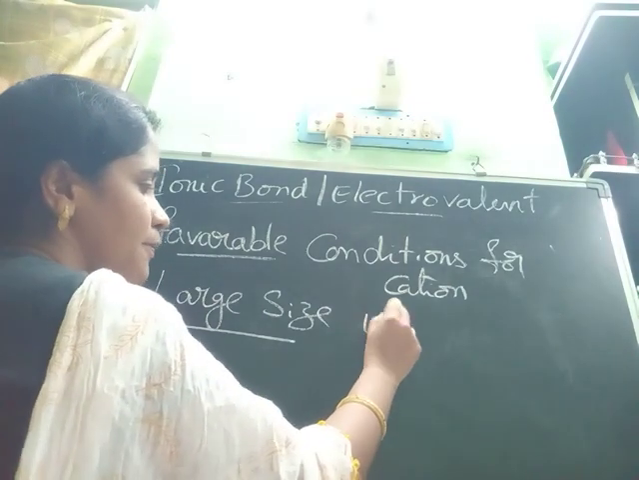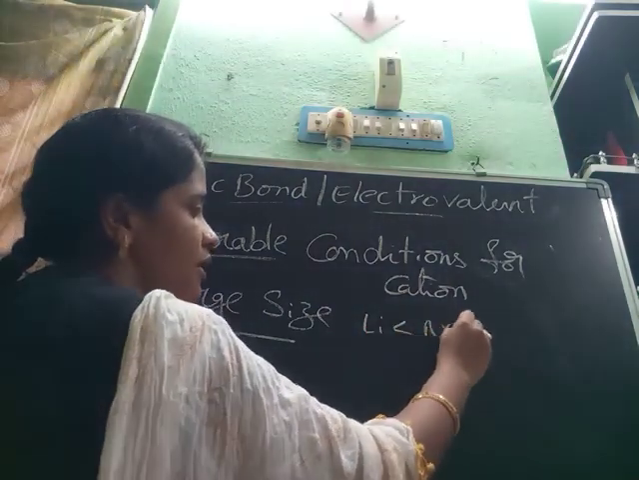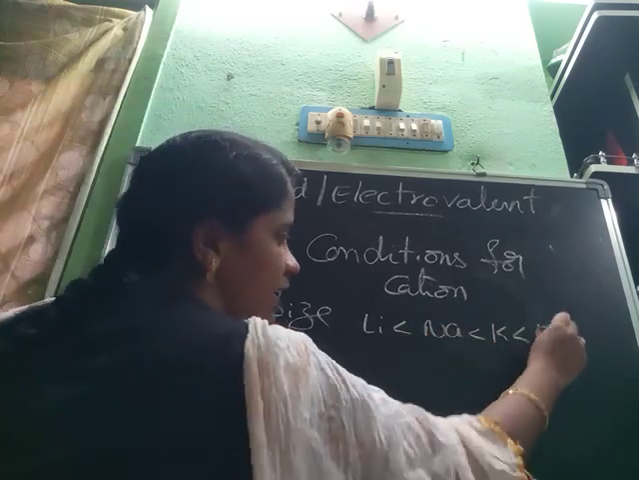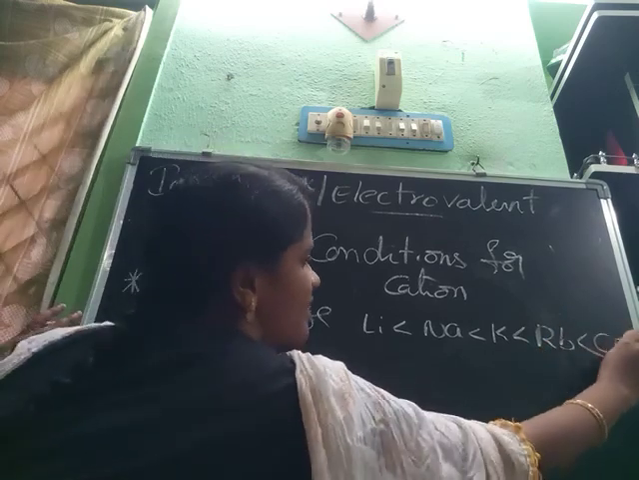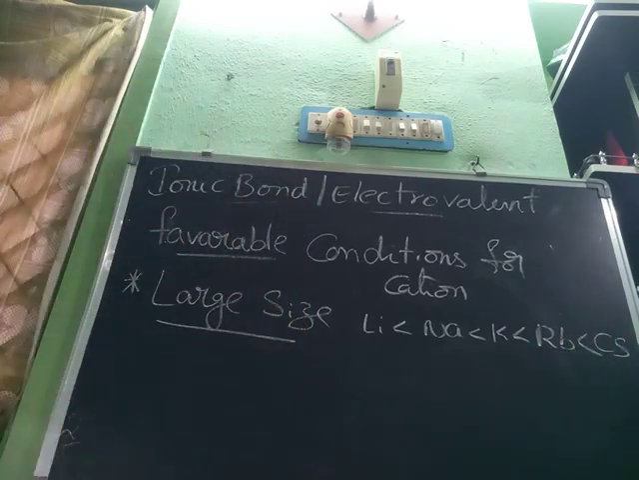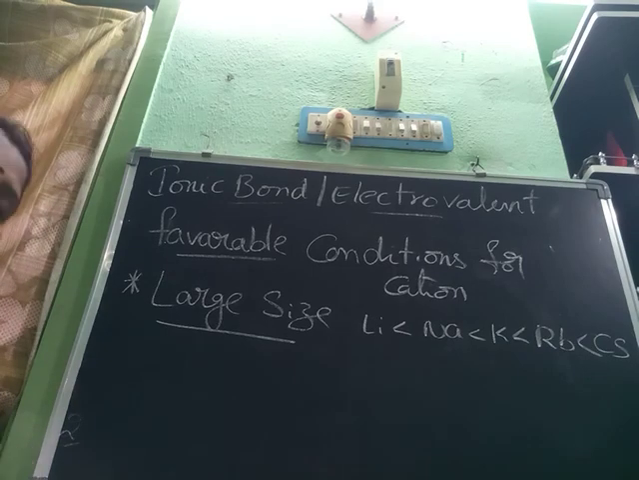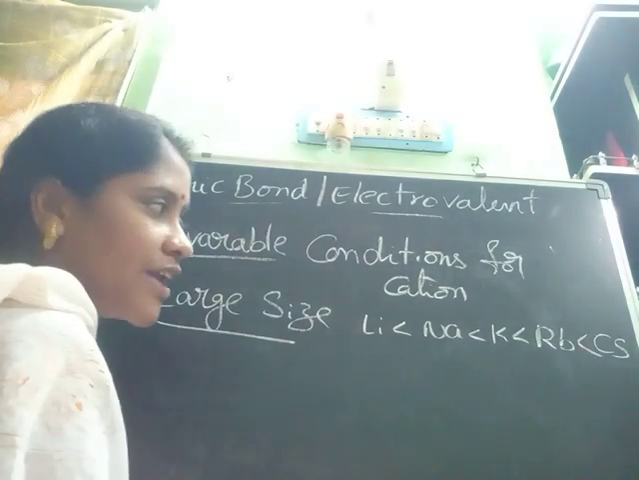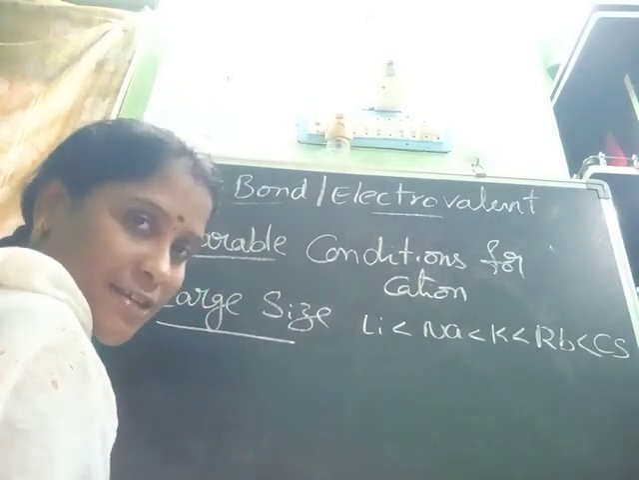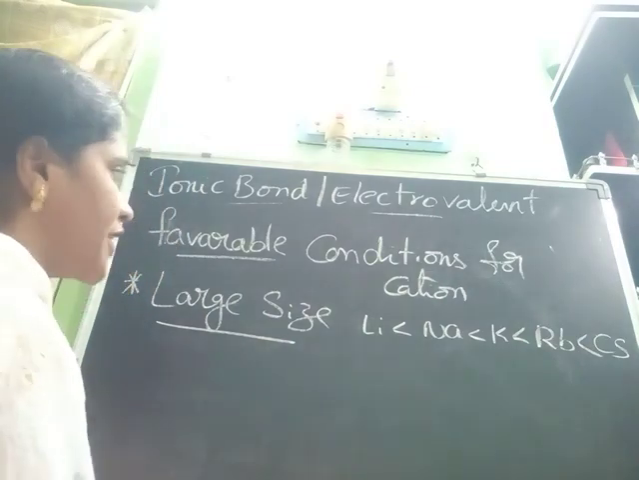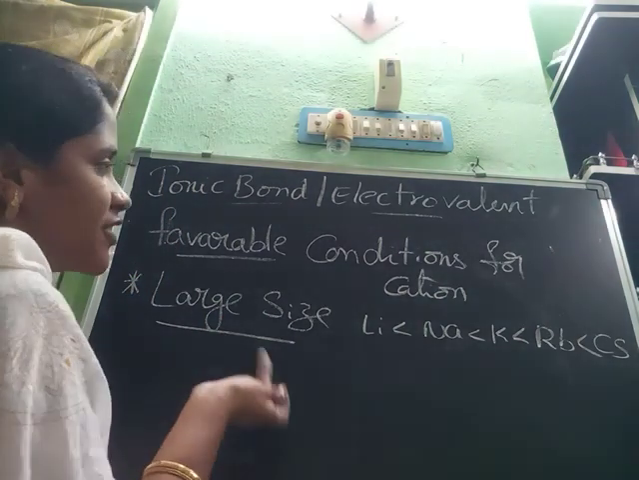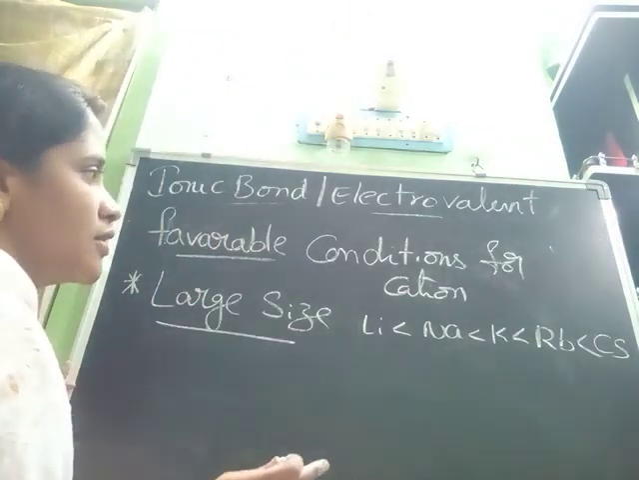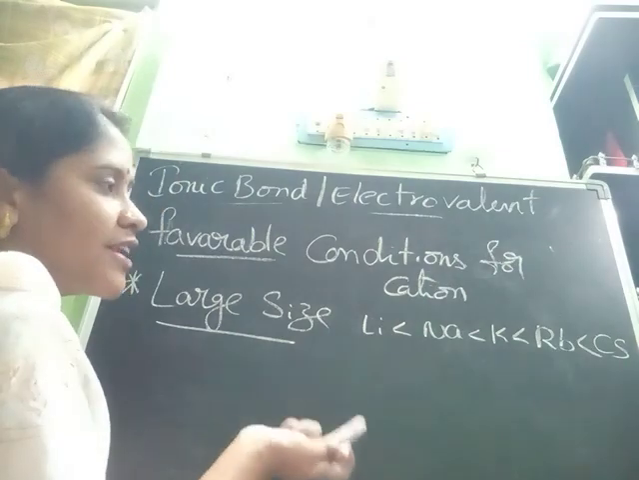So now lithium is less than sodium, is less than potassium, is less than rubidium, is less than cesium. In that, which contains the biggest size? Cesium is the largest size. So which contains the more ionic nature? Cesium. Cesium forms the more ionic bond. So large size is the favorable condition for the cation. Which contains the largest size forms the more ionic bond because it can lose electrons easily.